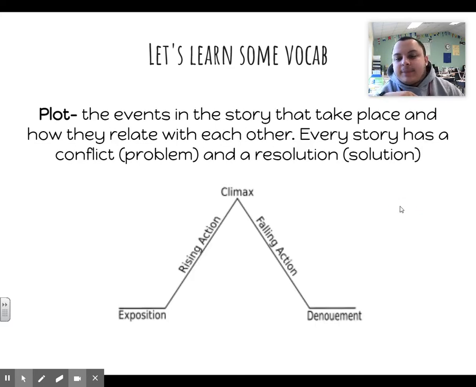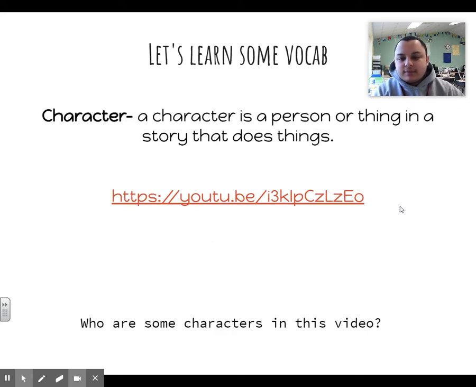Now we have plot. Plot is the events in the story that take place and how they relate to each other. Every story has a conflict or a problem and a resolution, which is a solution. We've talked about problem and solution, and that just means that there's going to be an issue in a story, and the character's going to have to try to overcome that issue and come up with a solution.